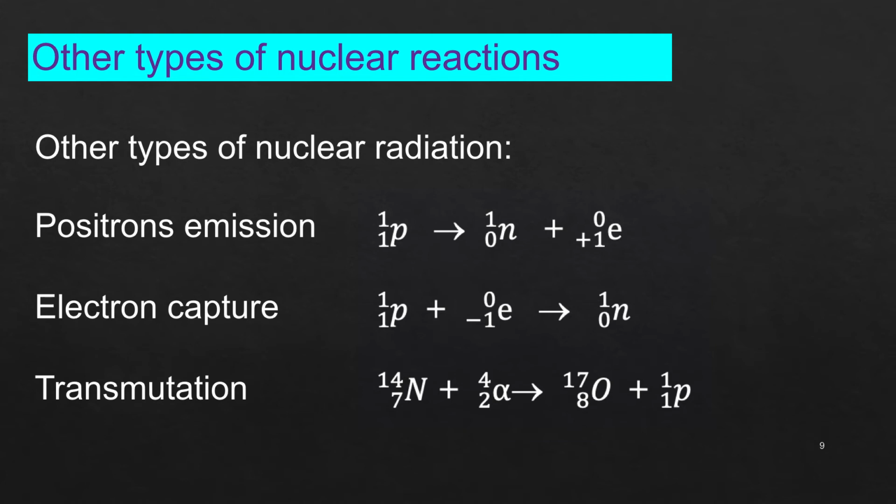Other types of nuclear reactions are positron emission, which is analogous to beta decay except that the particle is the antimatter particle of an electron. Electron capture, which is when a nucleus reaches out and ingests an inner orbital electron, combining it with a proton to create a neutron inside the nucleus. And transmutation, which is the bombardment of a nucleus with other atoms to create larger atoms. This is how new elements are created in the laboratory.